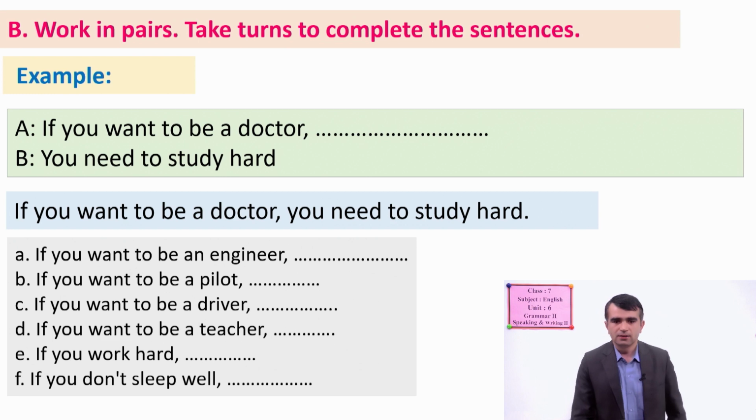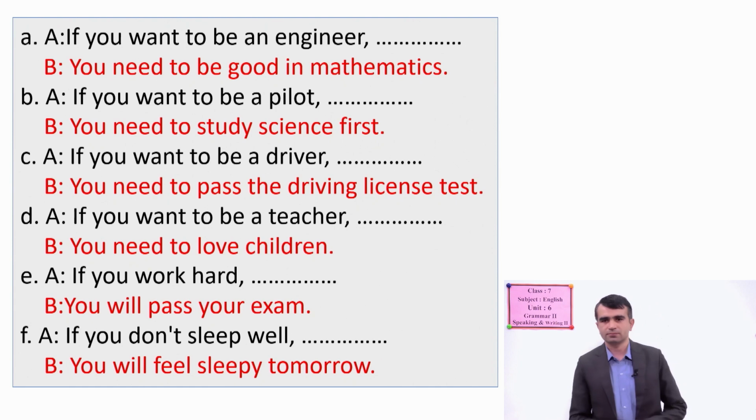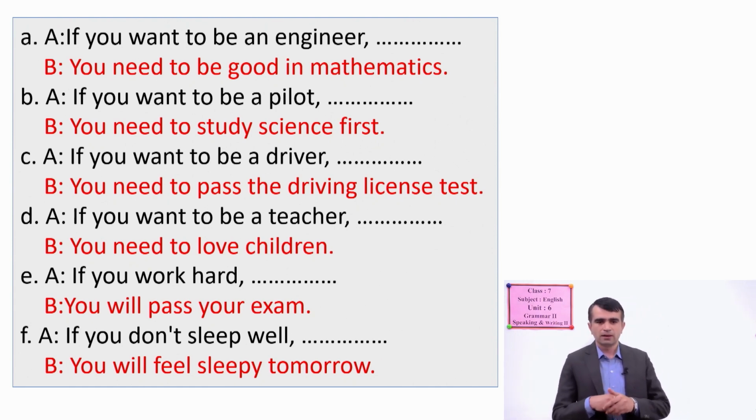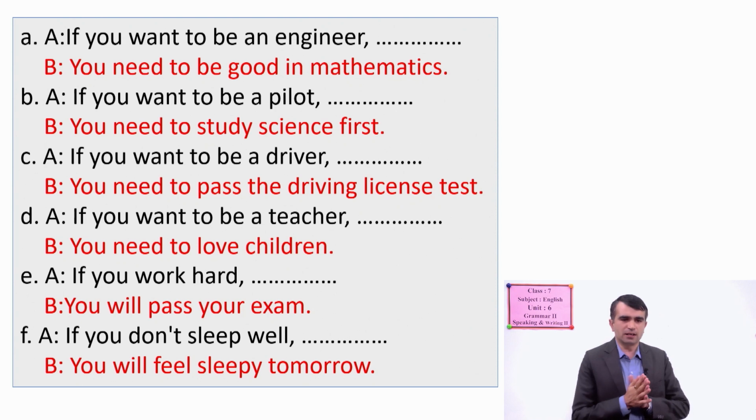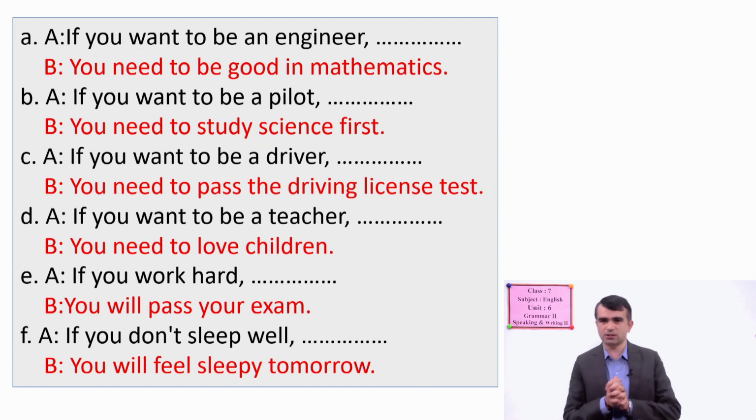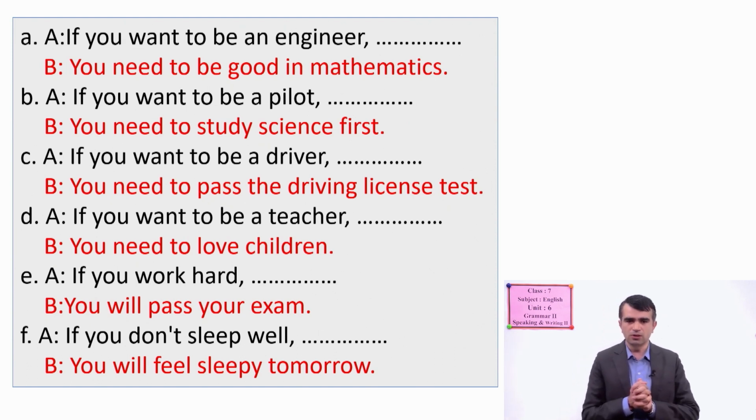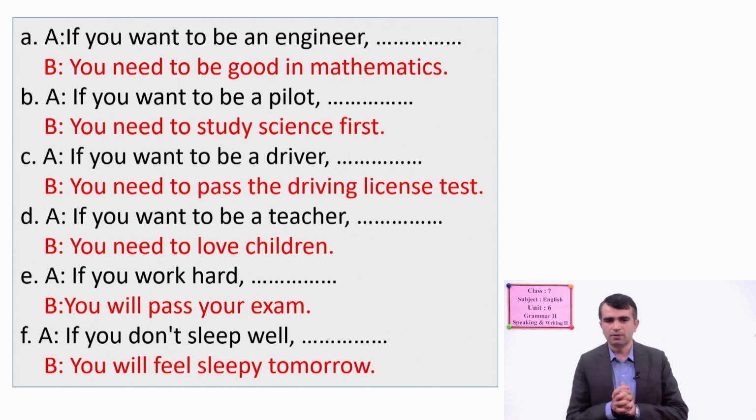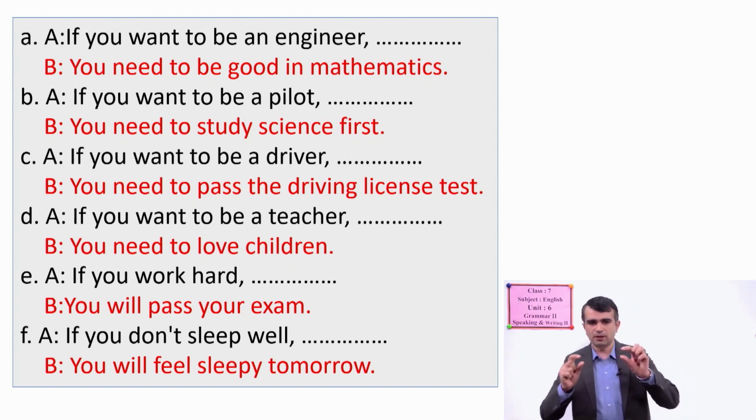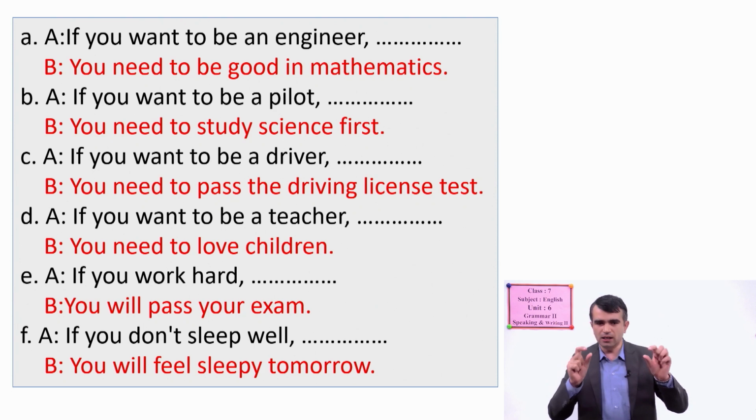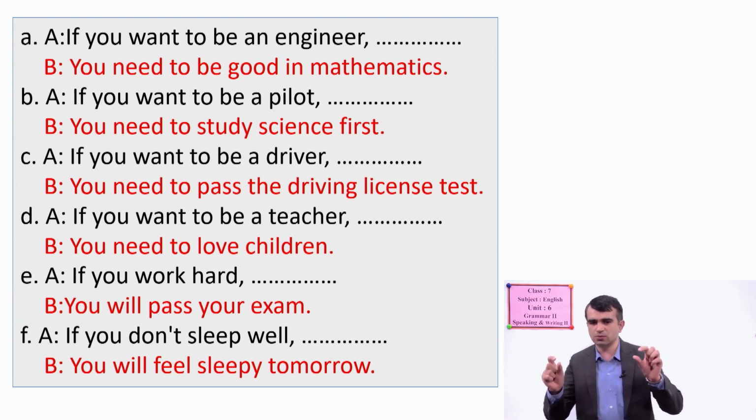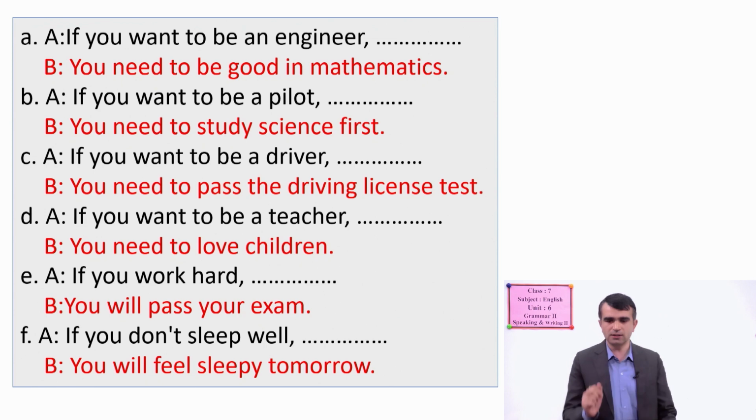Now, you have written it. Now, let's see some sample answers. Number A says, if you want to be an engineer, now second part, you need to be good in mathematics. So the full sentence is, if you want to be an engineer, you need to be good in mathematics.